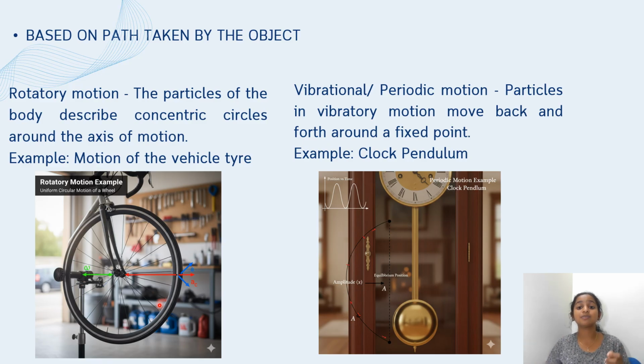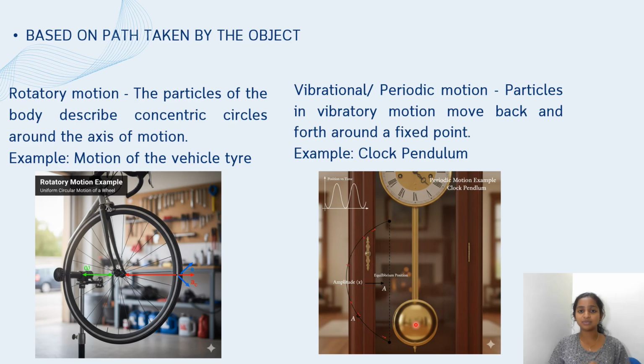The last one is vibrational or periodic motion. Here the particle or the object moves back and forth. It vibrates. It moves back and forth periodically around a fixed point. An example you can see is a clock pendulum or any type of pendulum. So this is the fixed point, and from here this pendulum moves to this side, comes back to this position, then moves to this side, again comes back to this position. So that is vibrational and periodic motion.